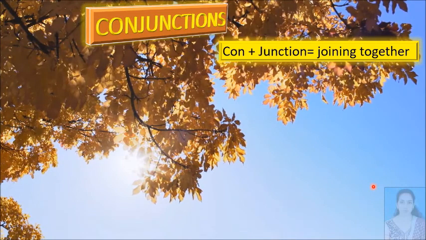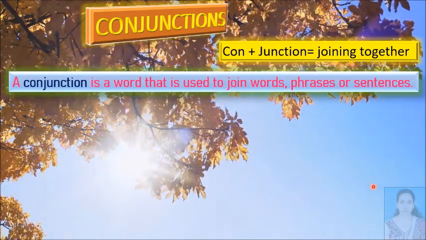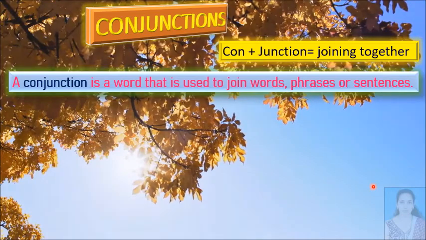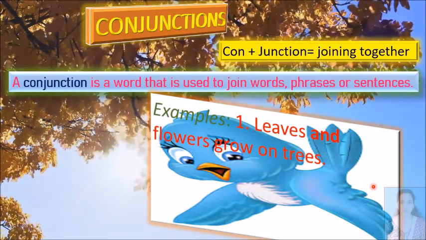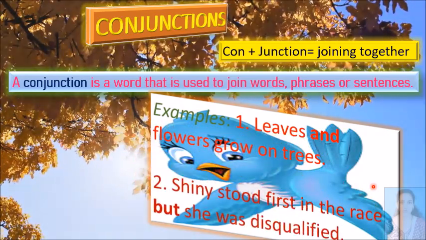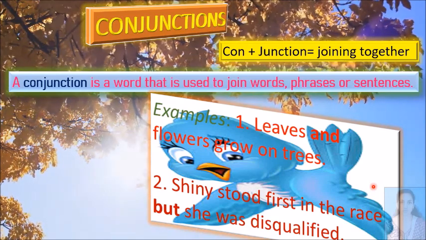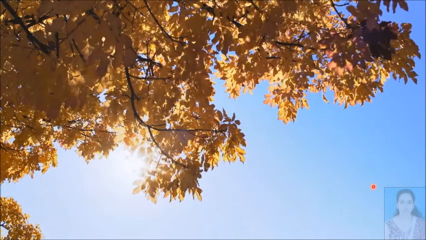So we can define a conjunction as: a conjunction is a word that is used to join words, phrases, or sentences. Some examples to understand. Leaves and flowers grow on trees. Shiny stood first in the race, but she was disqualified. Here, and, but are conjunctions. The ninth part of speech is interjections.